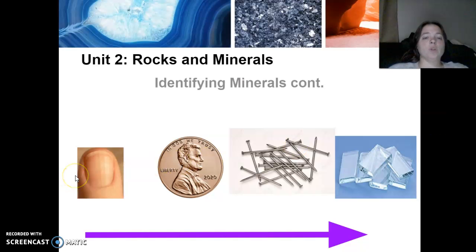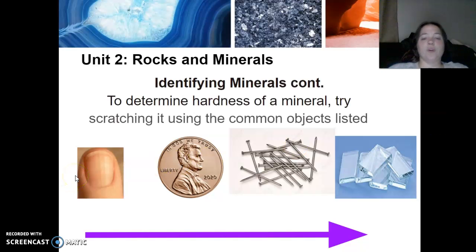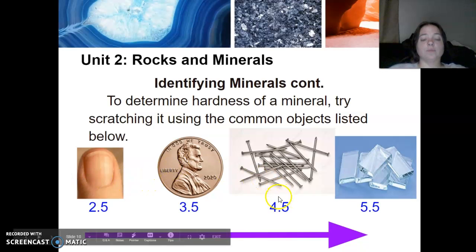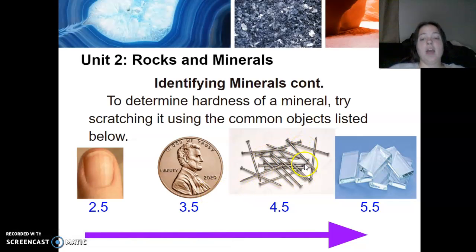So we're talking about how to figure out how hard something is. You can just scratch whatever, right? No. You need to have known hardnesses, like your fingernails. Not the fake ones, your actual real fingernails have a hardness of 2.5. A penny has a hardness of 3.5. And nails, the ones that you hammer in, have a 4.5. And then these glass scratch plates have a 5.5.